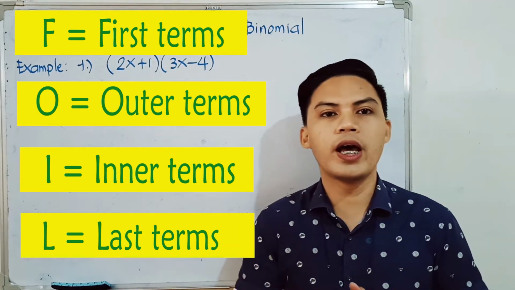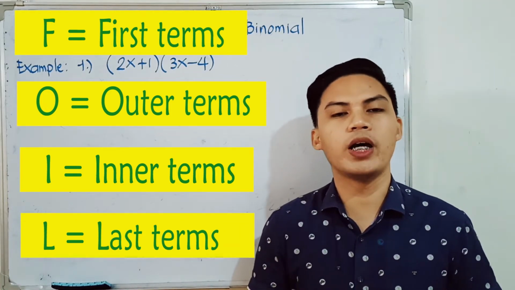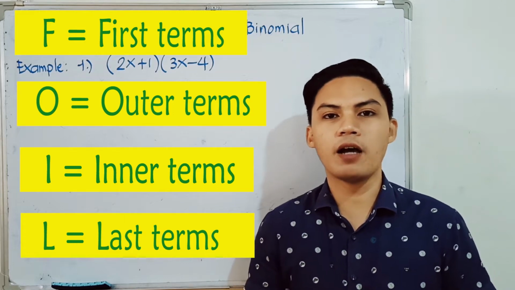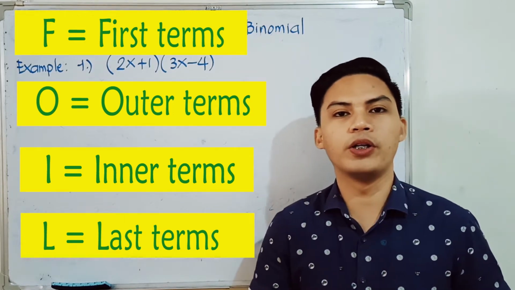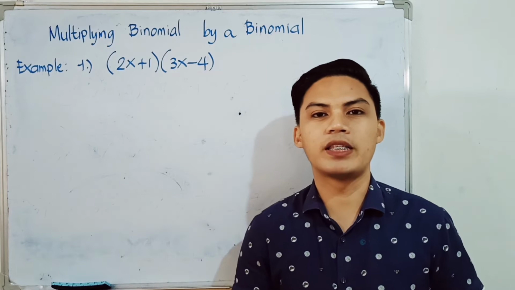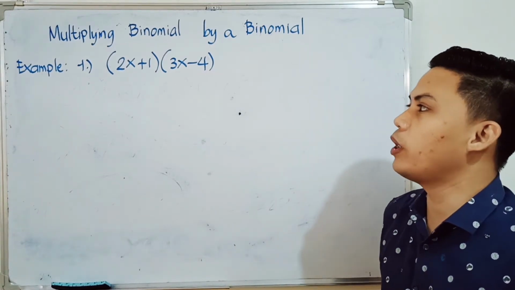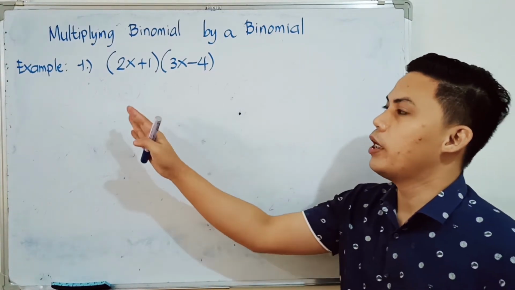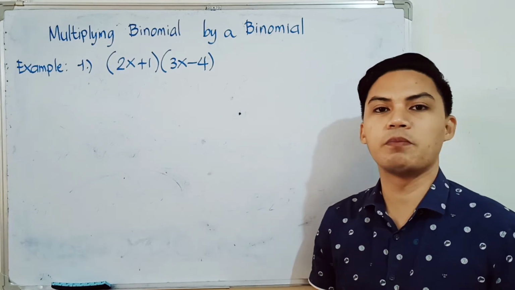So ito yung susundin natin para mamultiply or makuha natin yung product ng isang binomial multiplied to another binomial. Let's have an example. Suppose we have the quantity of 2x plus 1 times the quantity of 3x minus 4.